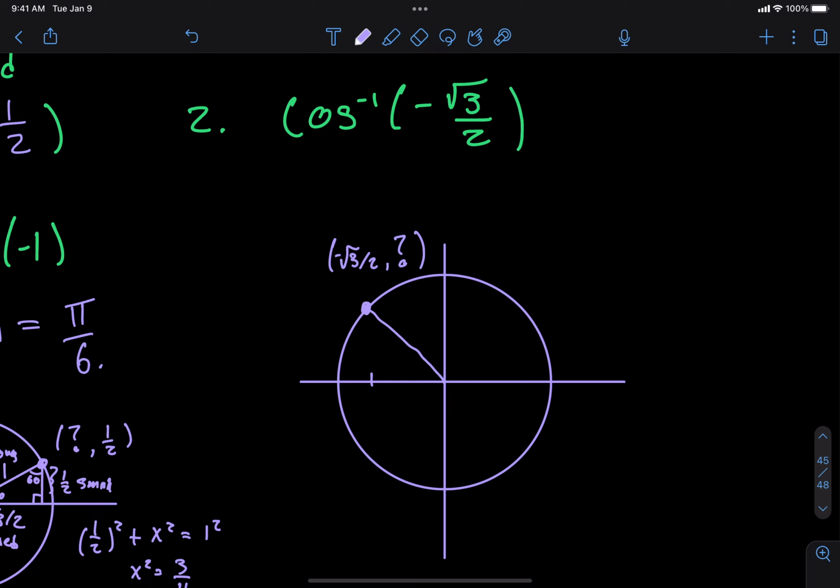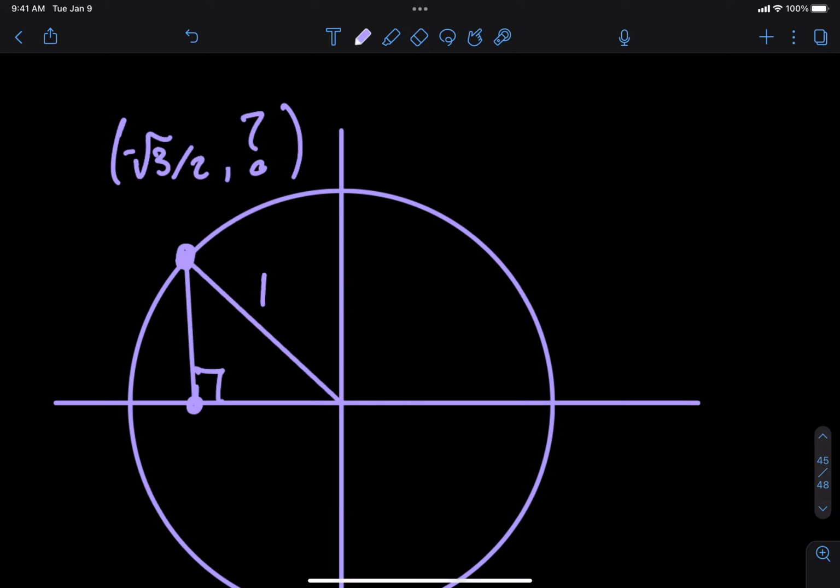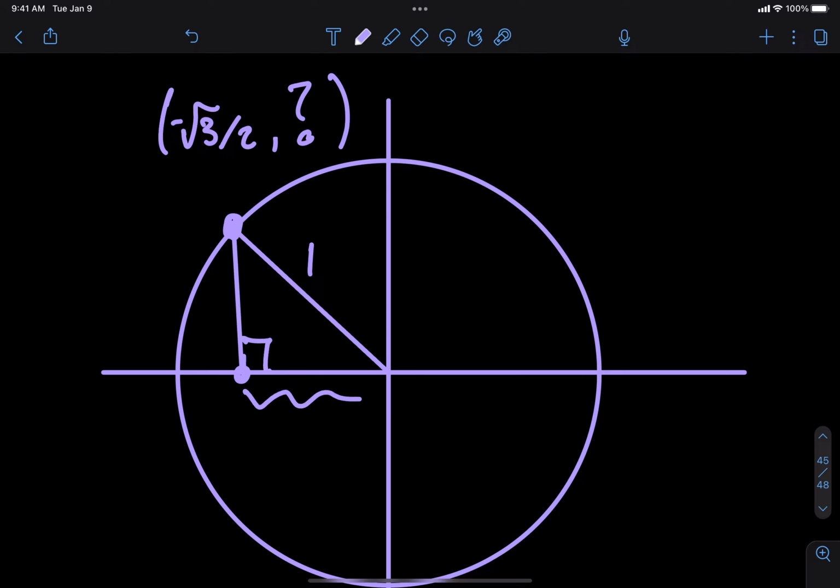I'm going to draw the angle, which is going to point at that. I know this angle is going to live in the second quadrant. So what do I get? A triangle. Okay, I get a triangle. I know this is 90 degrees. I know this is 1. And I know that this length is square root 3 over 2.